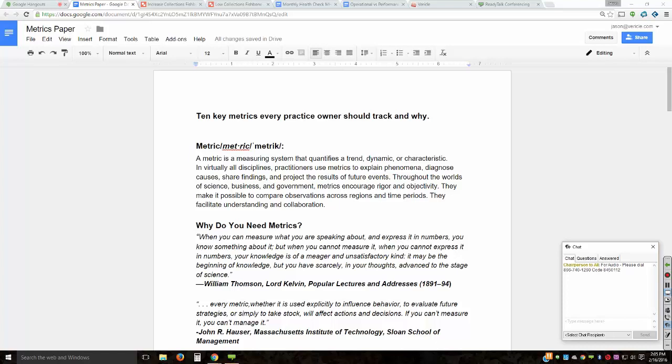And we'll actually get into how to find this information within our system so practice owners can have this happen a little bit more easily should they be concerned about something. So these key indicators are going to be discussed today.